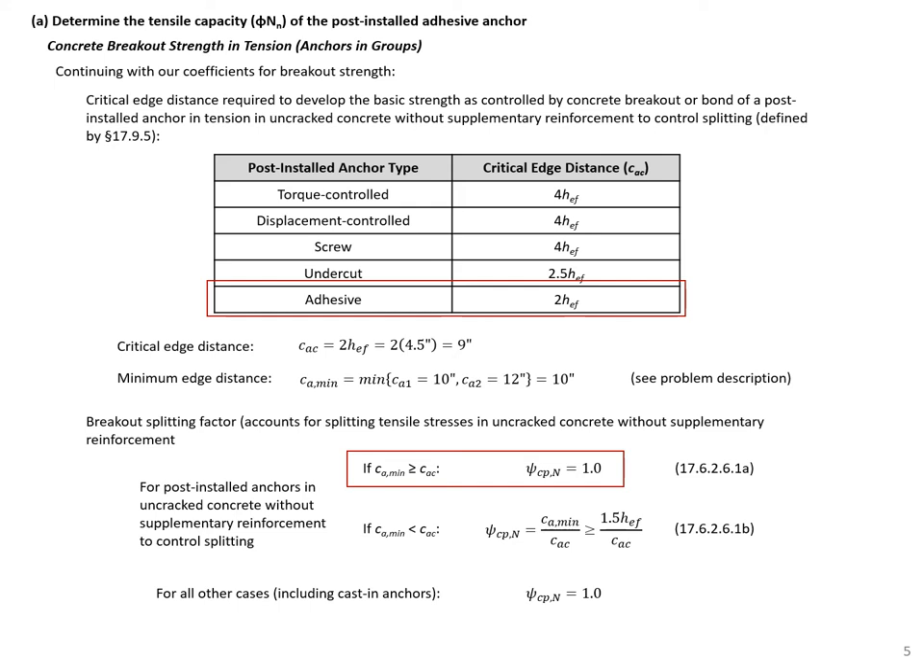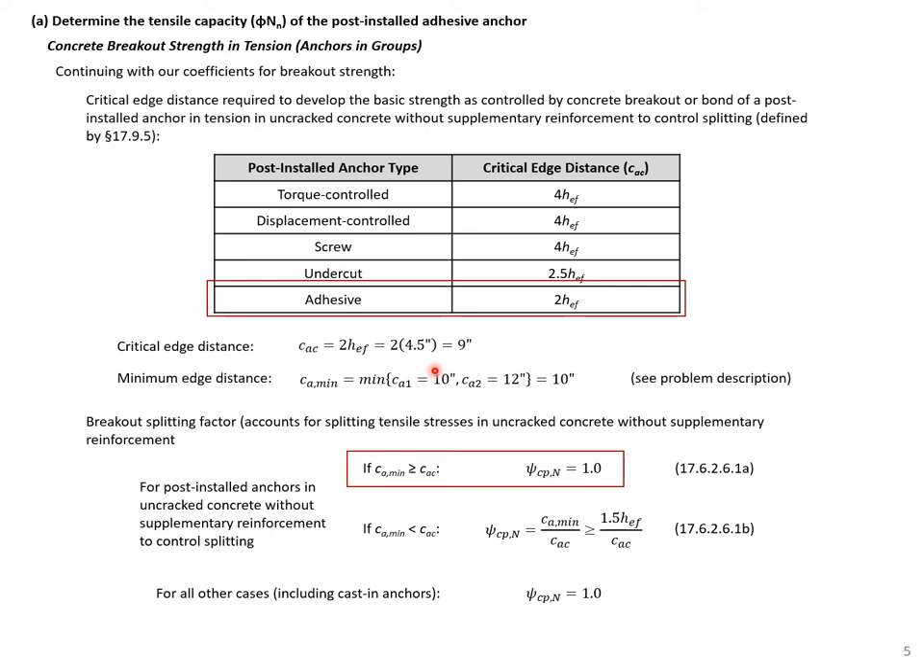Our next factor takes into account the critical edge distance required to develop the basic strength as controlled by concrete breakout or bond. So we'll come to this table here from ACI 318. We have an adhesive anchor, so we find that our critical edge distance c_ac is going to be equal to 2 times h_ef. So we can plug in our h_ef of 4.5 and see that our c_ac is going to be equal to 9 inches.